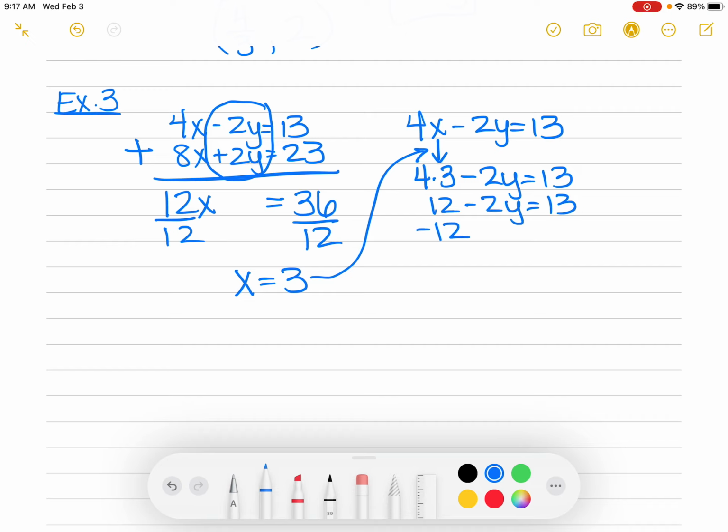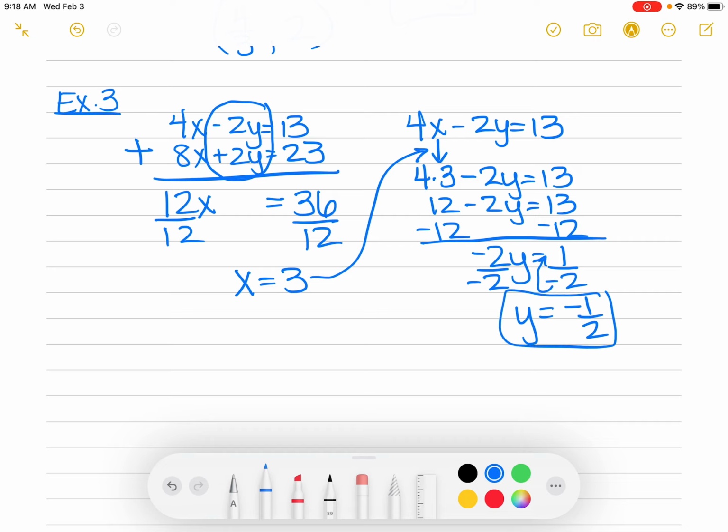I get minus 12. Do not forget that that leaves that 2y with a negative in front of it. Some of y'all are leaving off those numbers and it messes you up. And don't leave off the negative when you divide. Okay, so I have y equals negative 1/2. Always move that negative up to the top. Okay, and so there's my two numbers. And so my answer is 3, negative 1/2.